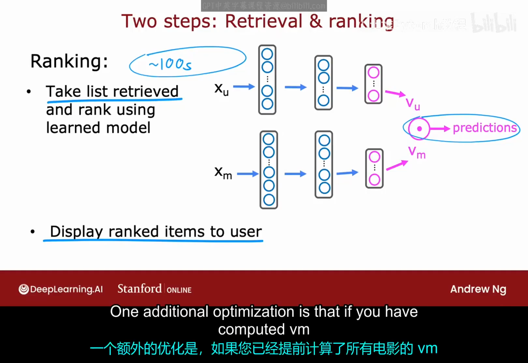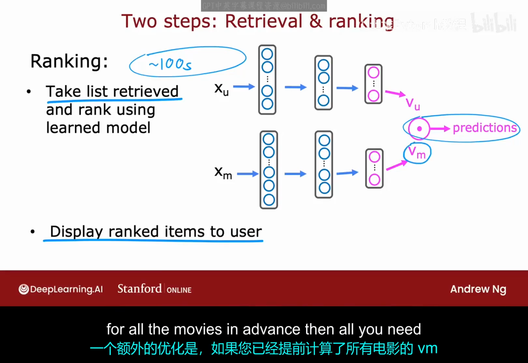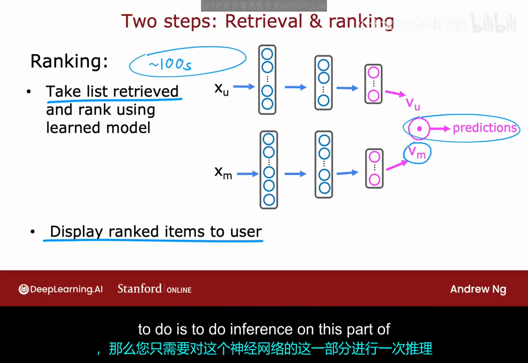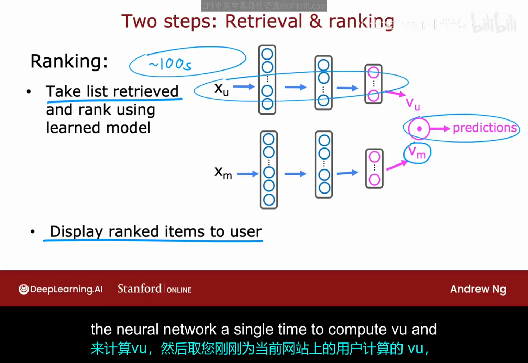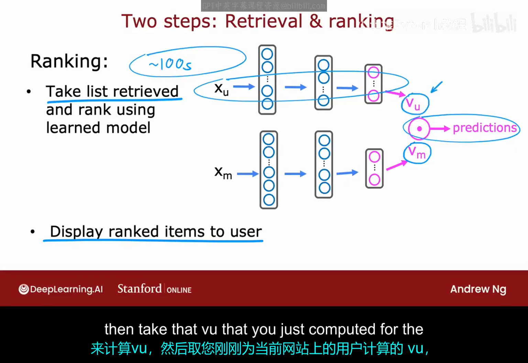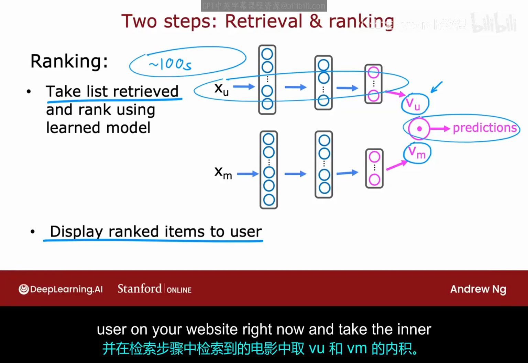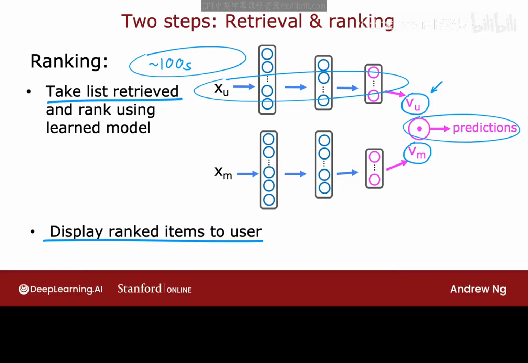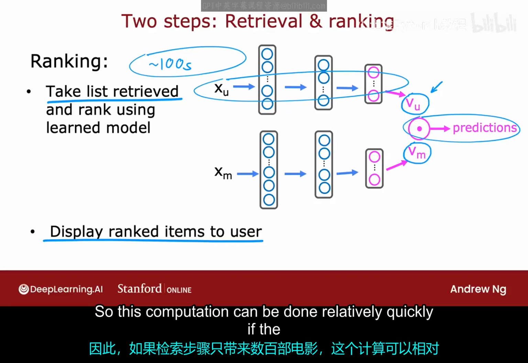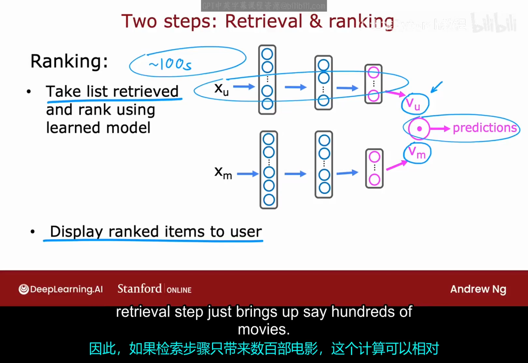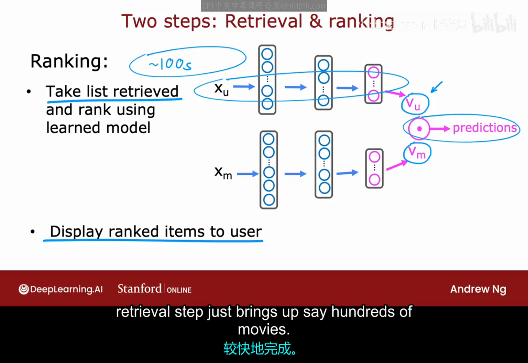One additional optimization is that if you have computed VM for all the movies in advance, then all you need to do is to do inference on this part of the neural network a single time to compute VU, and then take that VU that you just computed for the user on your website right now, and take the inner product between VU and VM for the movies that you have retrieved during the retrieval step. So this computation can be done relatively quickly if the retrieval step just brings up, say, hundreds of movies.